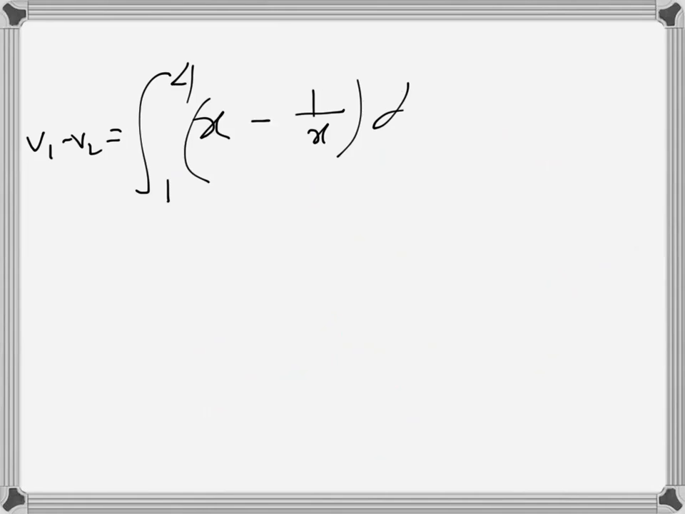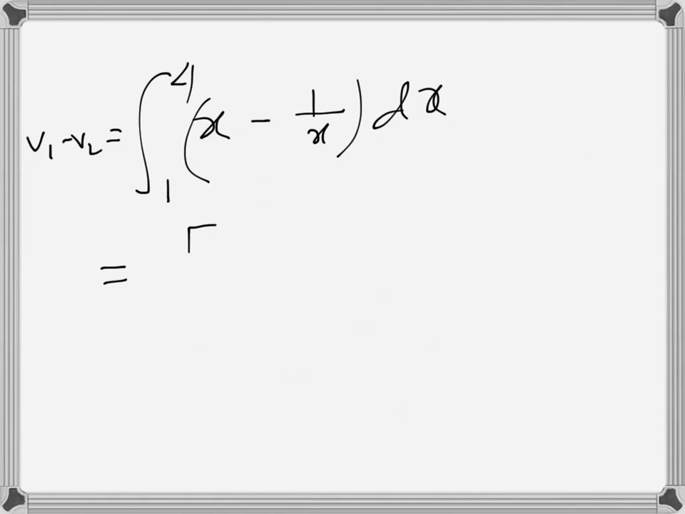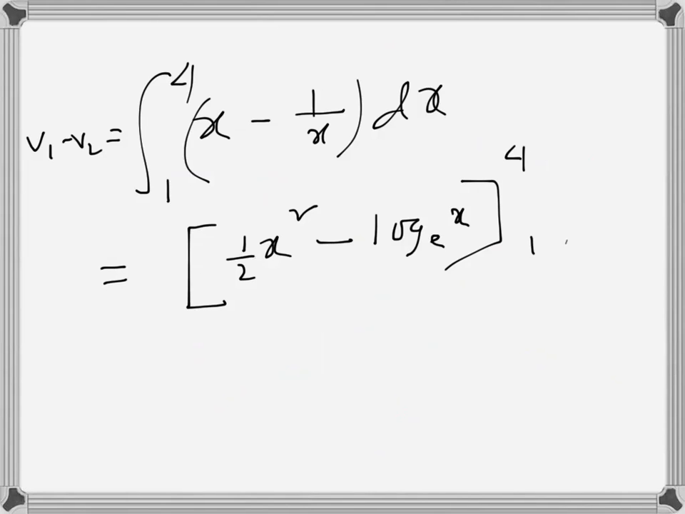So what we have to do, from 1 to 4, and we have seen that V1 minus V2 will be the integral of x minus 1 over x dx, as simple as that, because this one is x and this one is 1 over x. And this becomes half x square, and this becomes log e x, from 1 to 4, and then this is half 4 square minus log e 4.